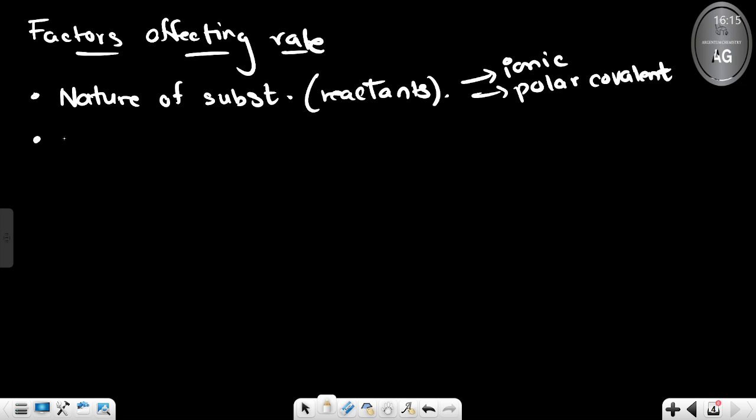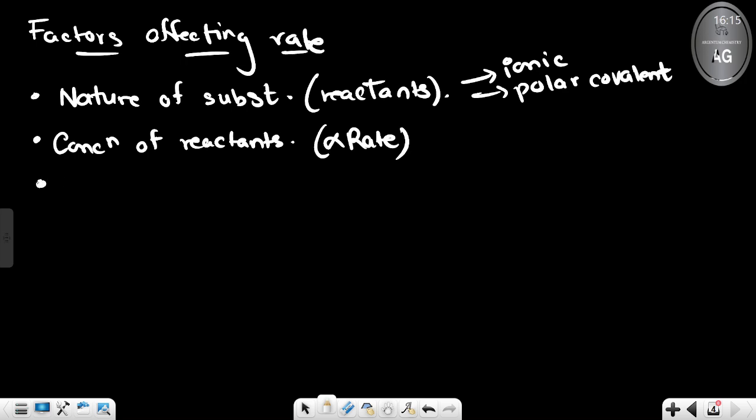Next, concentration of the reactants. This is obviously important. If I increase the concentration of reactants, my rate of reaction should also increase, but it should not exceed too much. If I increase my concentration, the rate also increases. But we cannot assure you that it will increase. It might not, but generally and mostly it increases. Clear? So it is directly proportional to rate.